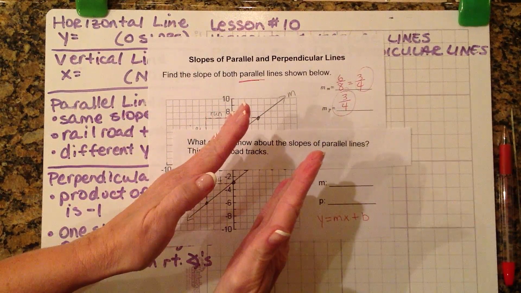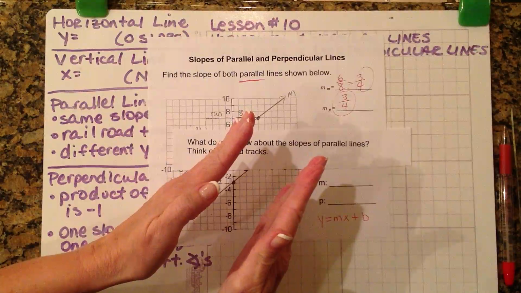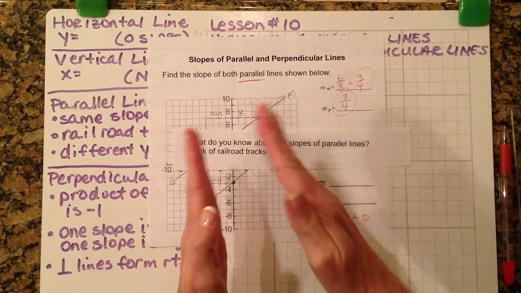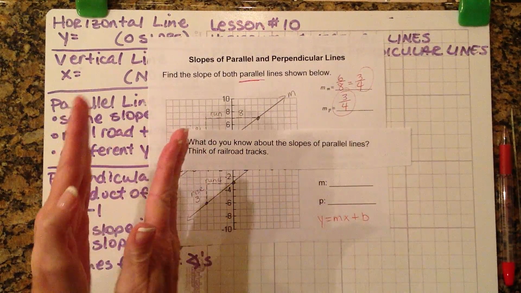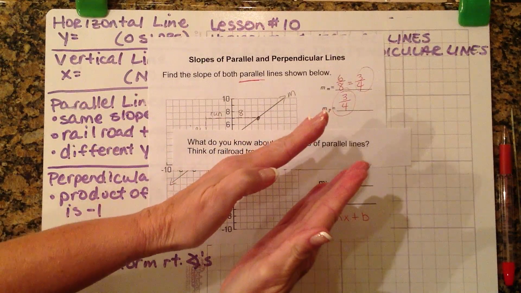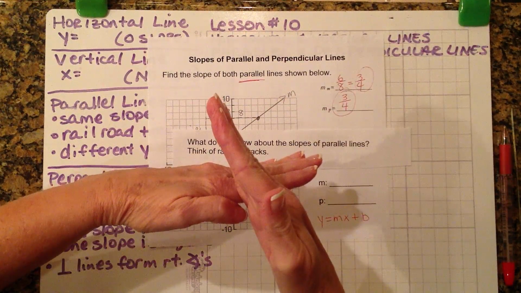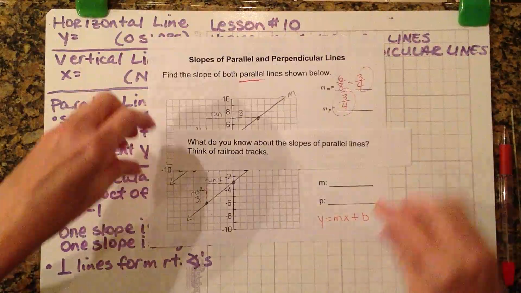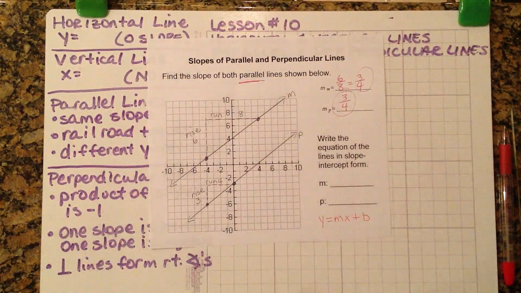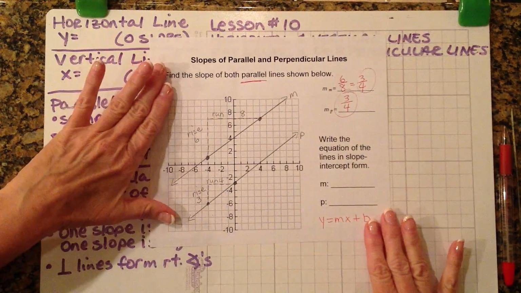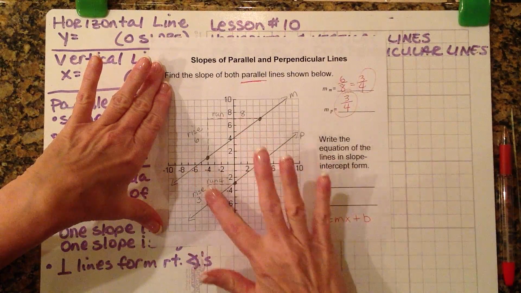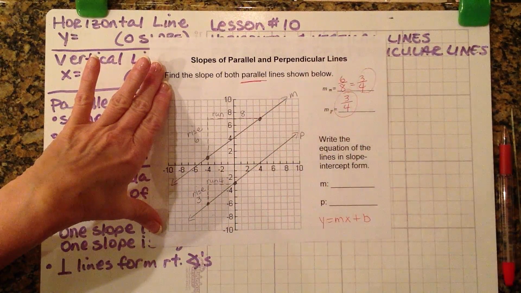Also, like when you're snow skiing or water skiing, you have to keep your skis parallel. When you're turning, you have to turn them at the same time. If you cross them, what happens? You fall down. So think about railroad tracks when you're thinking about parallel lines. They have to be the same distance apart.